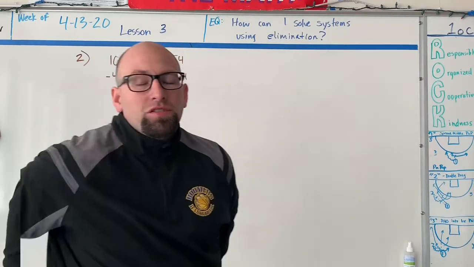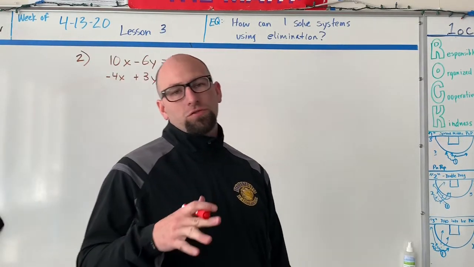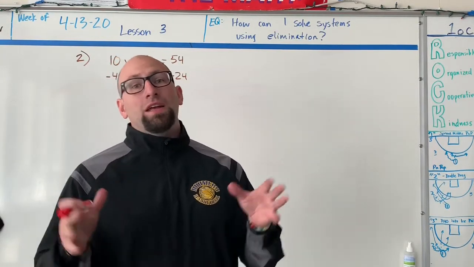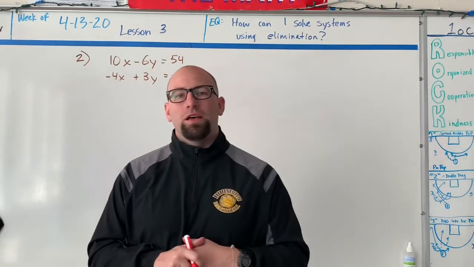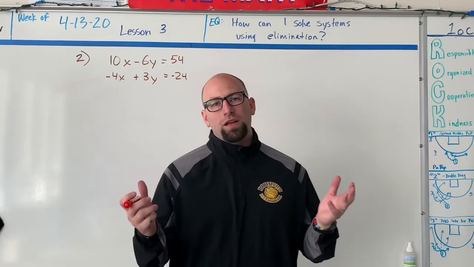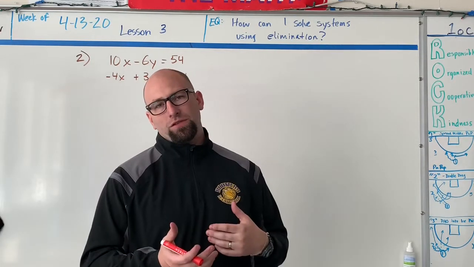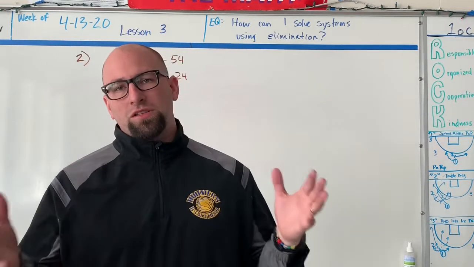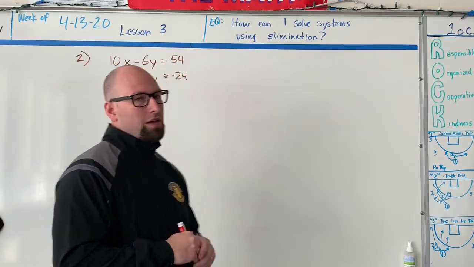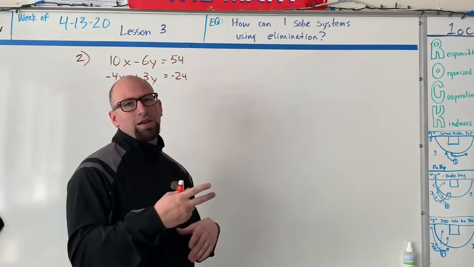So all right, everybody. What we did was, the first one was pretty easy. We lined up the variables and the coefficients vertically, and the y's on that one were already opposites. We had positive 2 and negative 2. So we could easily eliminate that, and then we could solve. Okay, so that was simple. Excuse me, I said the x's, but it was the y's: positive 2y, negative 2y.